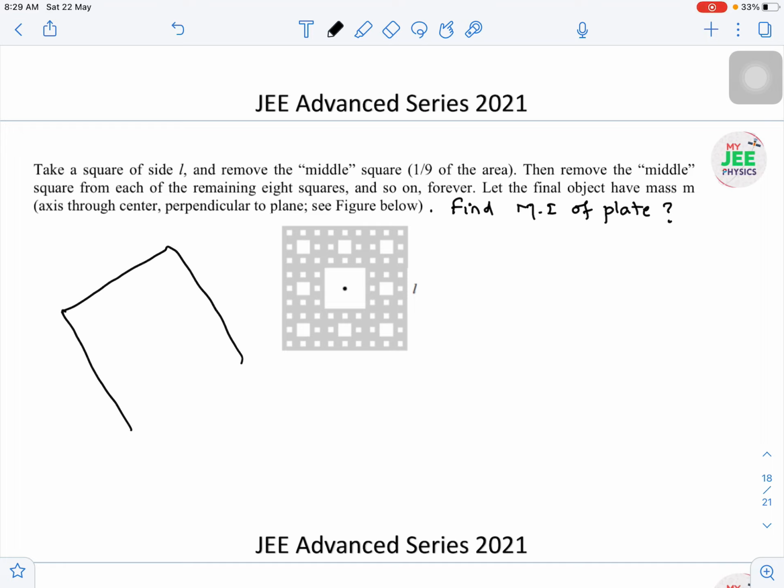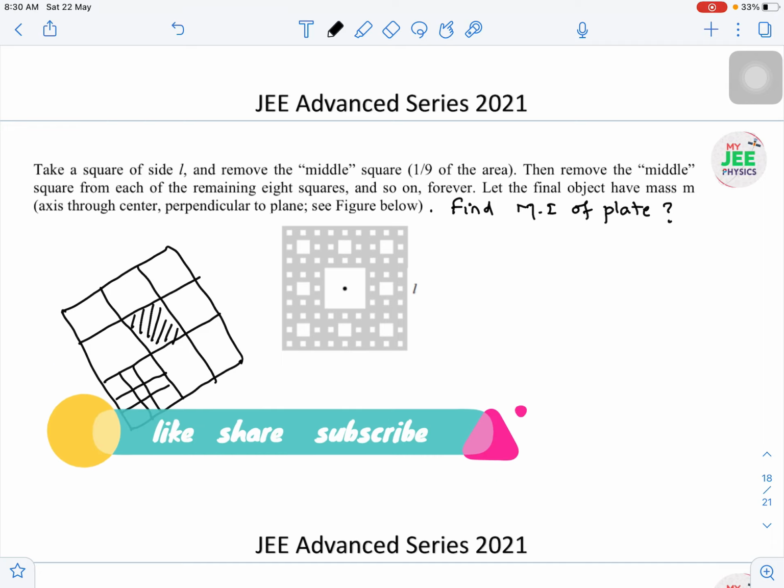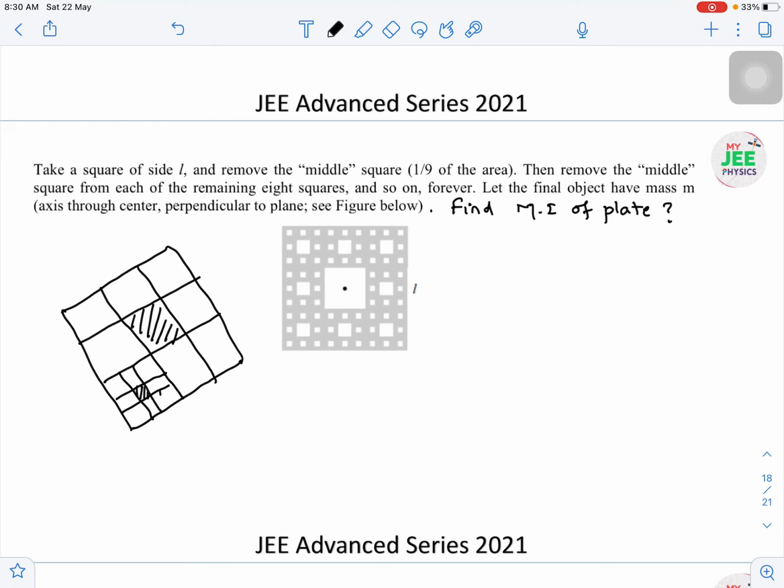Suppose this is a square plate. Now we make the square plate into 9 parts, then the middle part is removed. Similarly, if you again make 9 parts of each square, then the middle part is removed. Again, if you make 9 parts of the other squares, again the middle part is removed. Likewise, we got an object with so many removed parts. So we need to identify the moment of inertia of this plate.